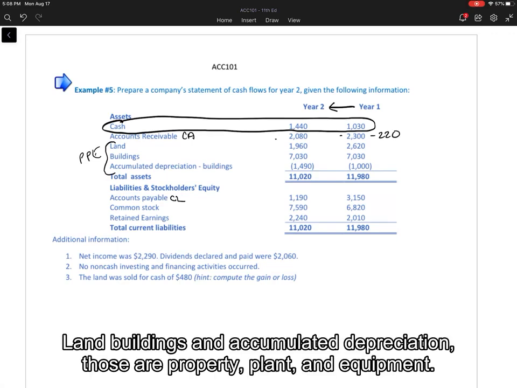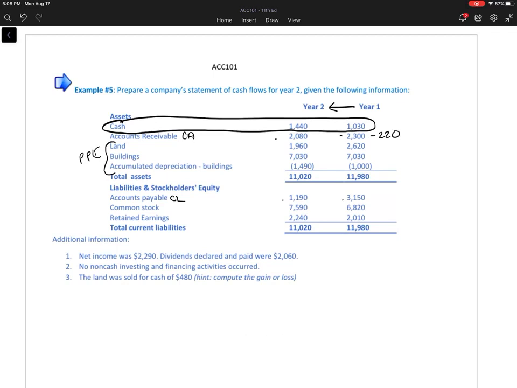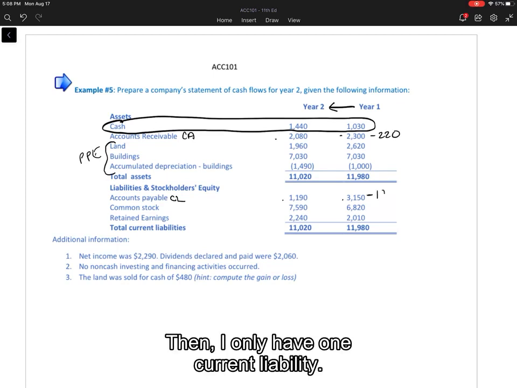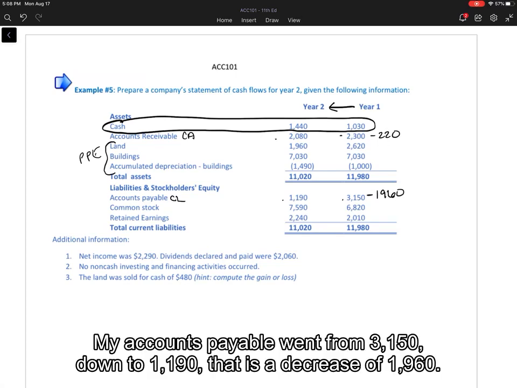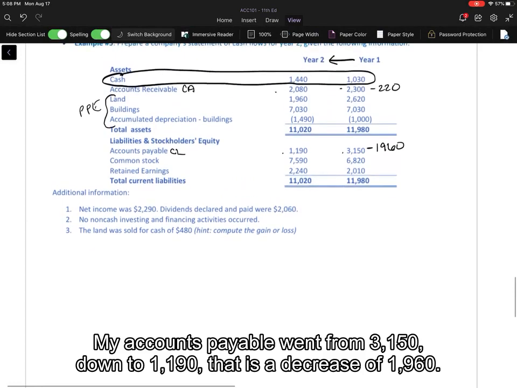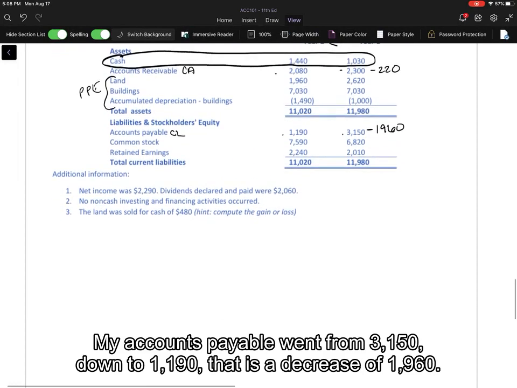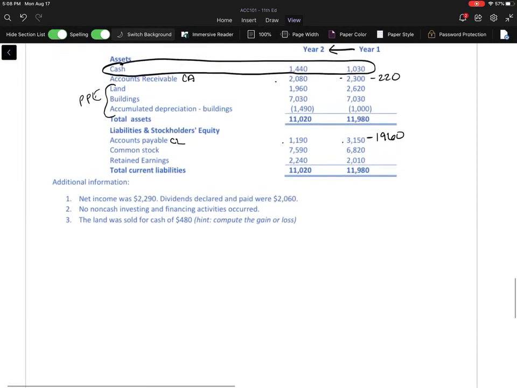All right, land, buildings, and accumulated depreciation, those are property, plant, and equipment. I'm going to ignore those for now. And then I only have one current liability. Okay, so my accounts payable went from $3,150 down to $1,190. So that is a decrease of $1,960.